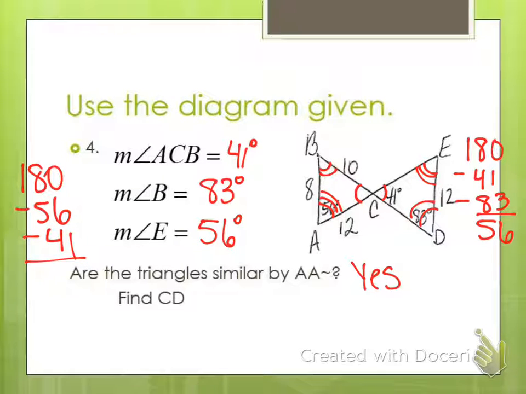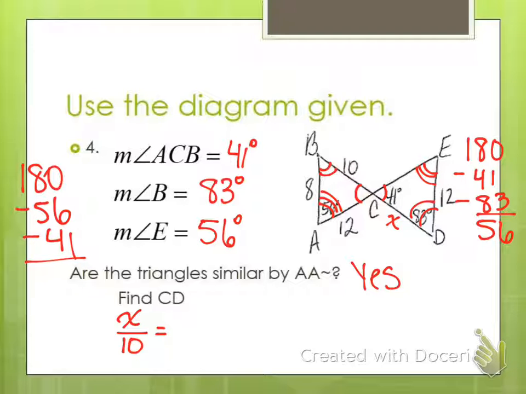All right, so we are asked to find the measure of side CD. If we know that two triangles are similar, we know that their sides are not congruent, but proportional. Okay, so we're trying to find CD down here. CD is between the 41 degrees and the 83 degrees. So I'm going to label that side X. Over what side in the other triangle is between 41 degrees and 83 degrees? BC, which has a length of 10.